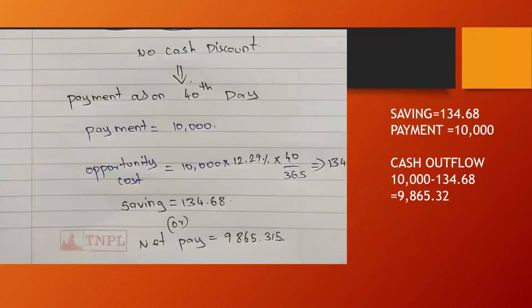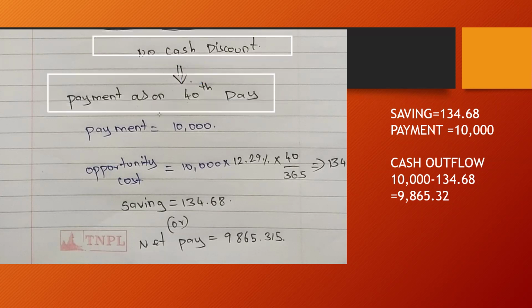So next thing is I made a calculation without the discount. No discount. So what will happen directly? We will go to the 40th day and I will make the payment of $10,000 to my supplier. I haven't borrowed anything. On the 40th day, I'm making the payment.